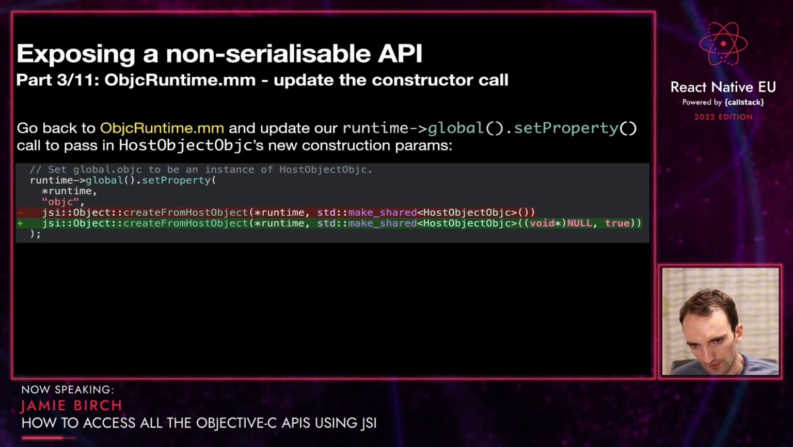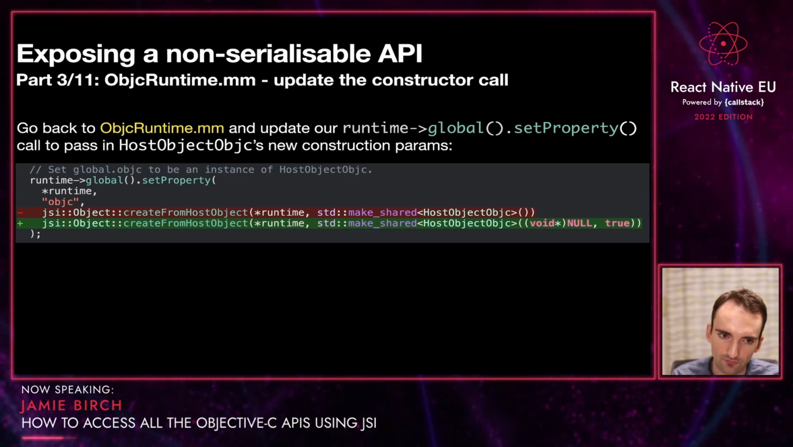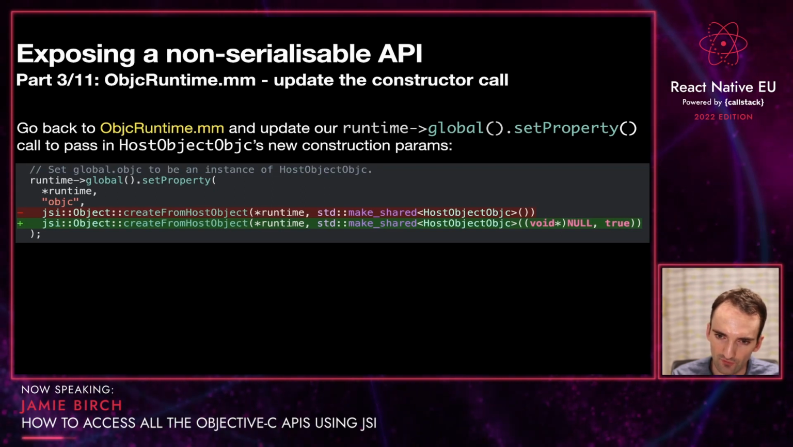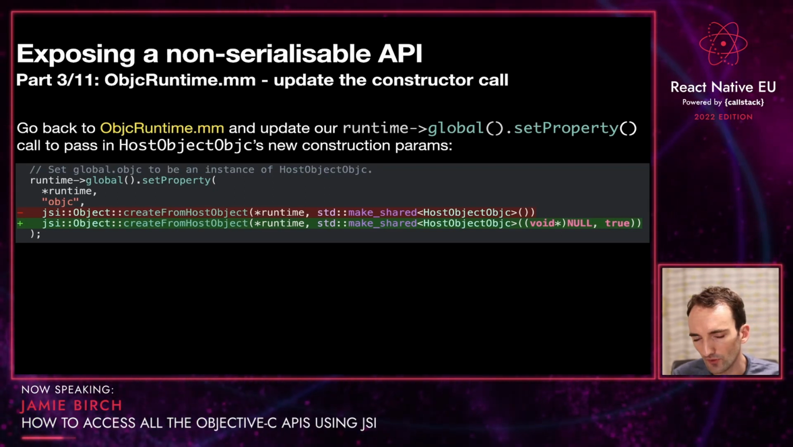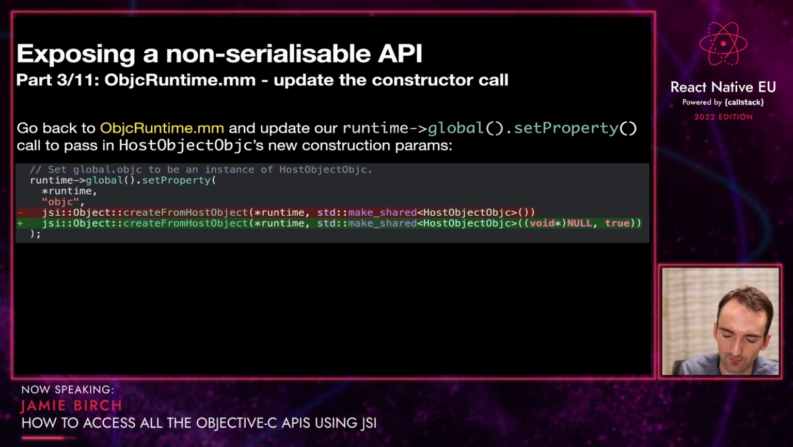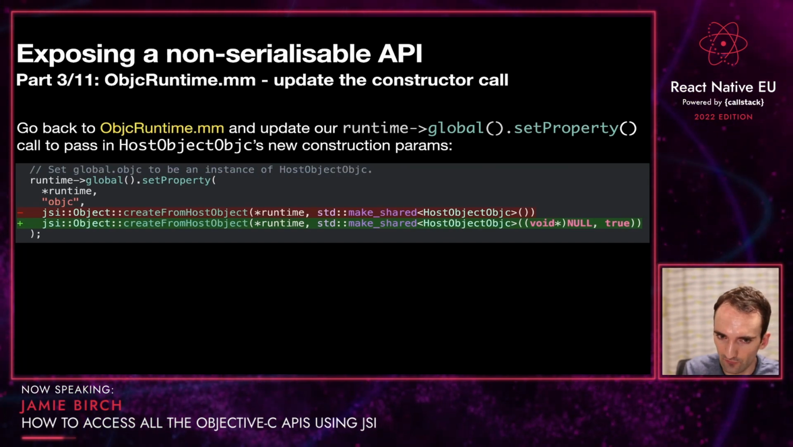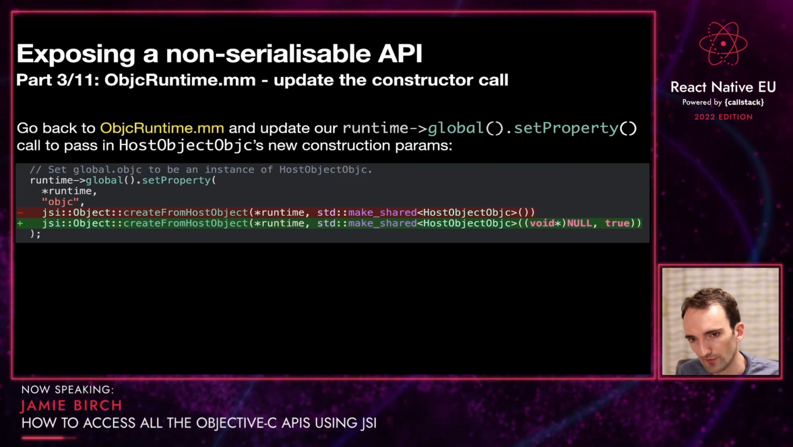You'll recall that we instantiated an instance of host Objective-C when we set it on the Objective-C global. We just need to update the constructor, so it now takes null. Well, you could really pass anything in here for the case of global. We just need to pass something in, and we've said true because yes, this is the one time where we're making one of these, and it is for global.